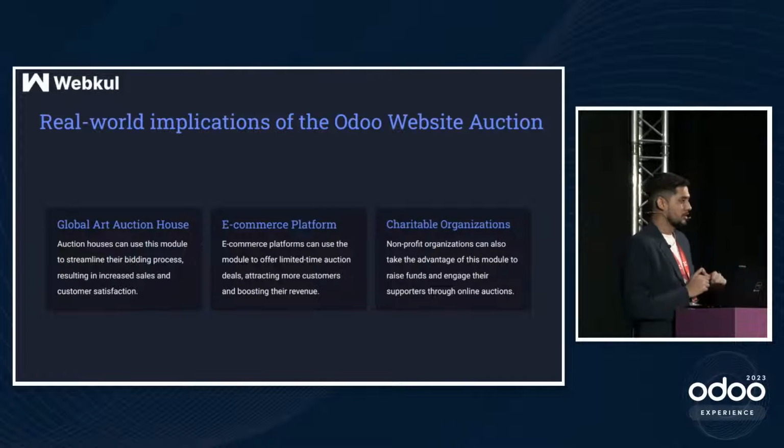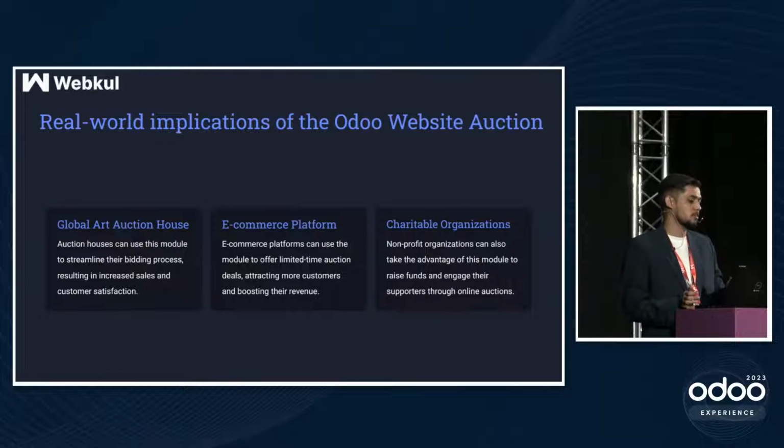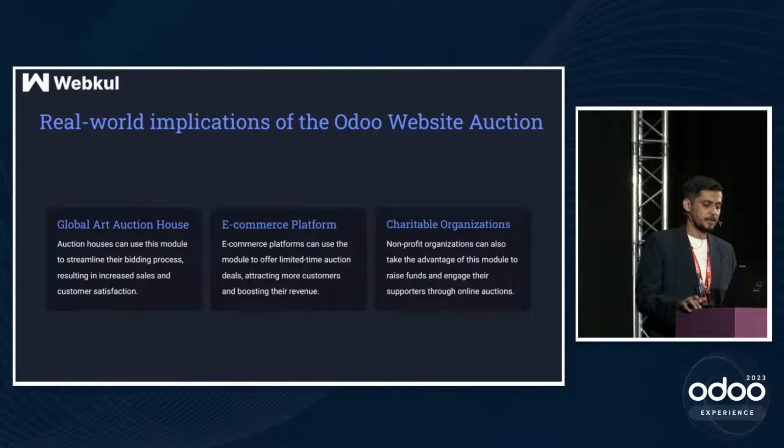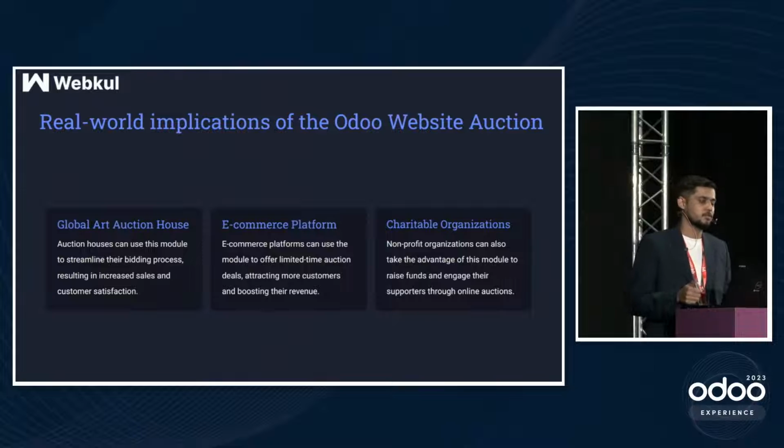So if we talk about the real world implications of the Odoo website auction module, there are many industries. I am going to mention a few of them. For example, if someone is managing an e-commerce store for global art houses, they will be able to sell their art by auction using this module. Similarly, if you are an admin already running an e-commerce store on your website on Odoo, you will be able to run auctions as well. And similarly, if some charitable organizations are running their front-end websites on Odoo, they will also be able to take advantage of this module to raise funds and engage their supporters through online customers.